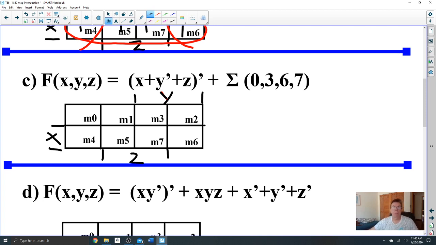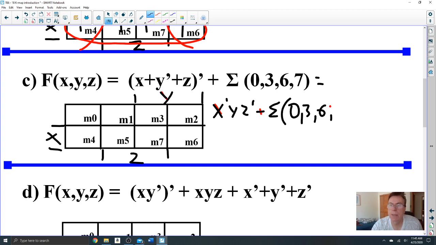Now, what do we do? We're going to turn this into a min term. We're going to prime this. So let's prime this first. So this is equal to, when you prime it, you're going to change all the variables and operators into opposites. So x becomes x prime, plus becomes product, and so let's continue: y z prime, plus sum of 0, 3, 6, 7.